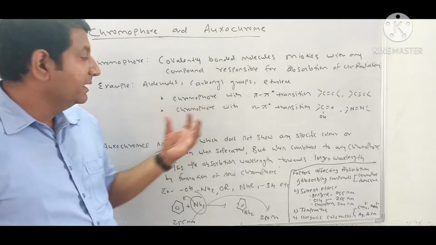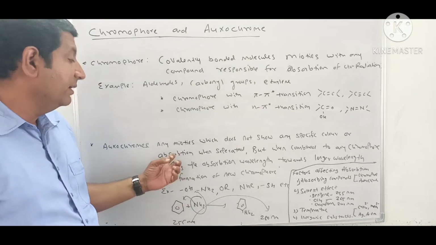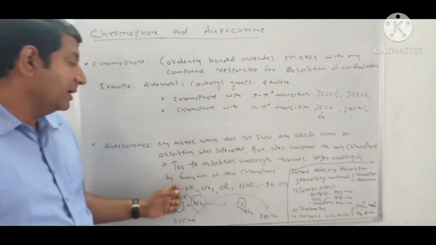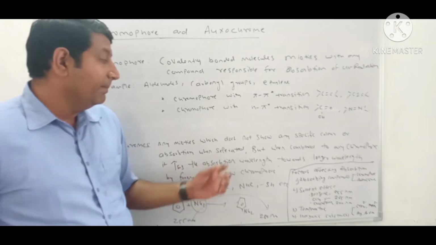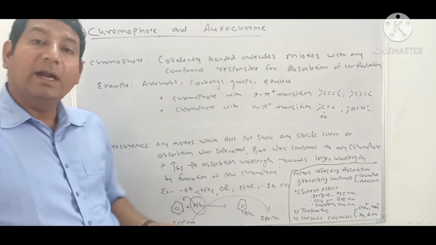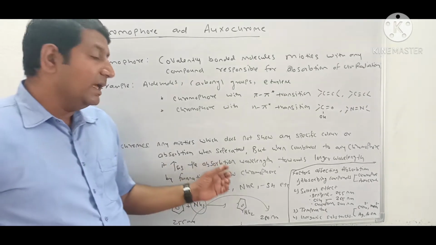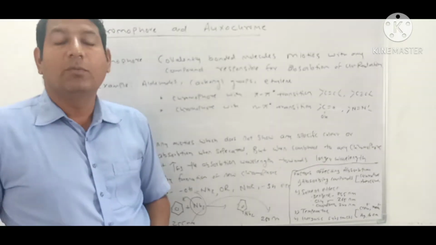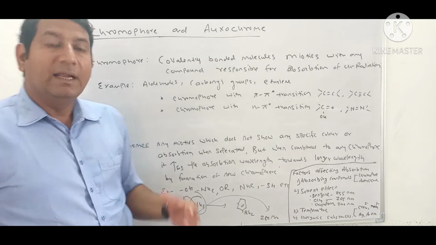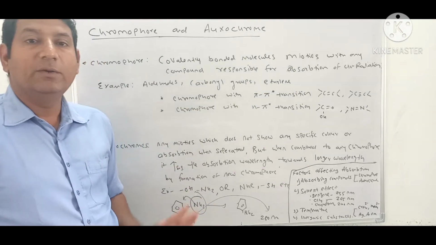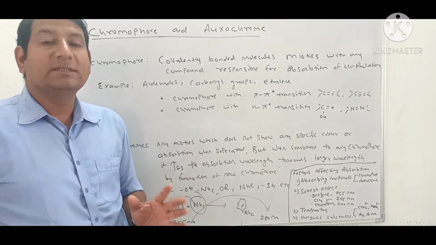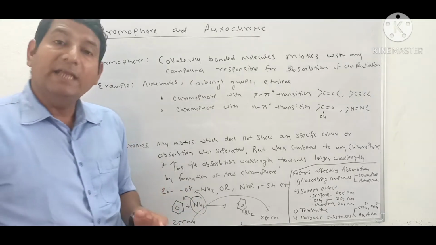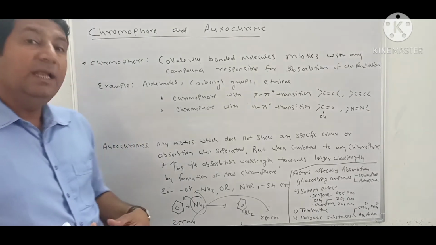Auxochromes are a type of organic substance which, when attached to any substance, do not show any specific color or absorption when separated, but when combined with or attached to any chromophore, they increase the absorption wavelength, that is lambda max, towards longer wavelength by formation of a new chromophore. So the concept is very simple. Unlike chromophore, they do not have any color and do not have the tendency to impart any color. When they are in separated form, they do not absorb any UV radiation. But when they attach to any chromophore, they increase the lambda max.